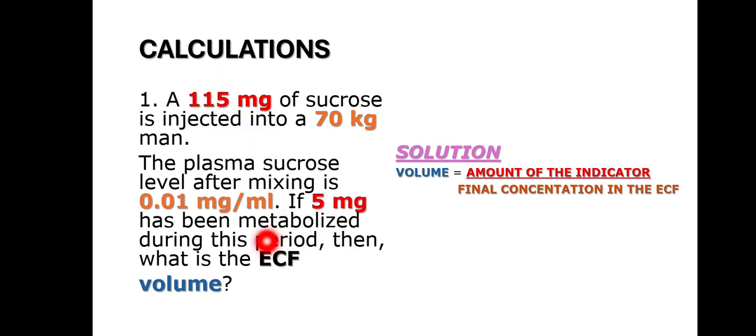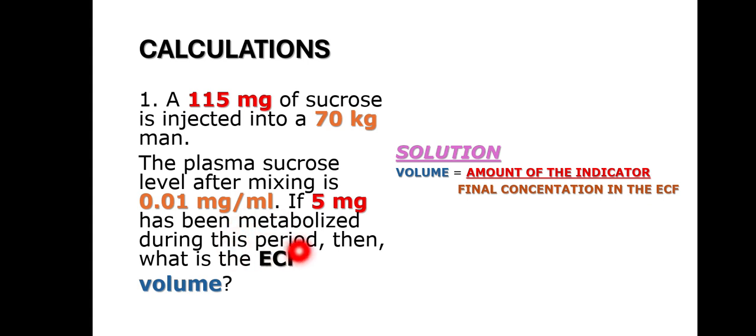If 5 milligrams has been metabolized, remember the criterion, we said that the dye should be non-toxic, should not play any part, should not be metabolized. So if 5 milligrams has been metabolized during this period, then what is the ECF? Remember, with the ECF we are looking at the fluid compartment of this particular body. Okay, it is the body fluid compartment. So I want to calculate the ECF. This has been injected in an ECF, and we know that sucrose is the dye used to measure the ECF.